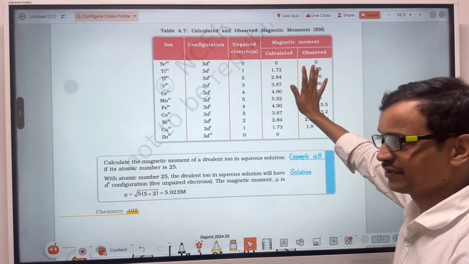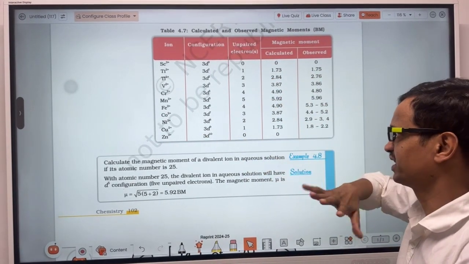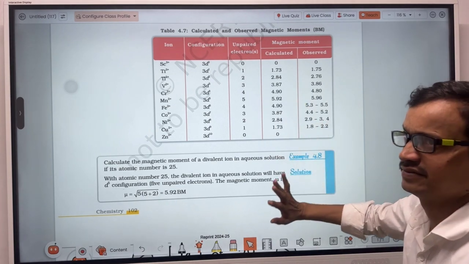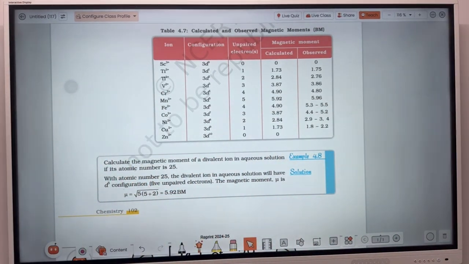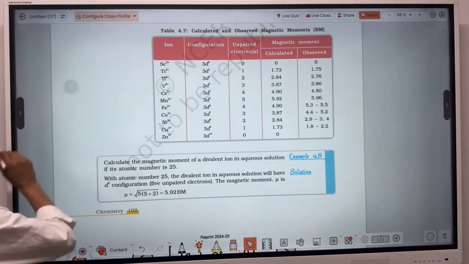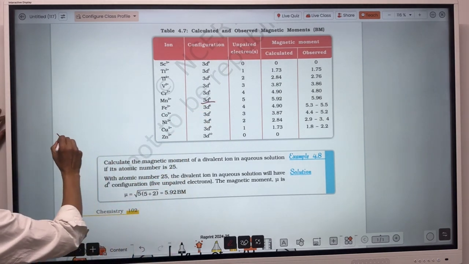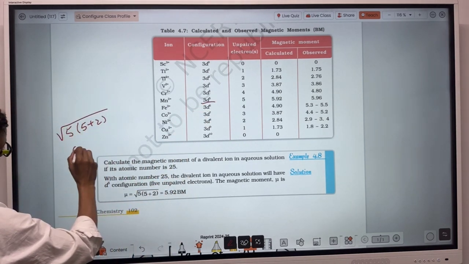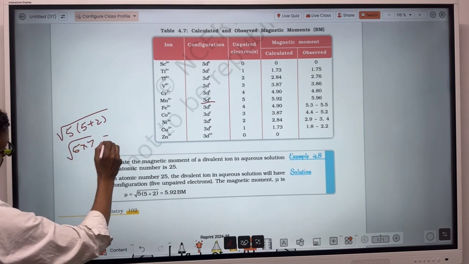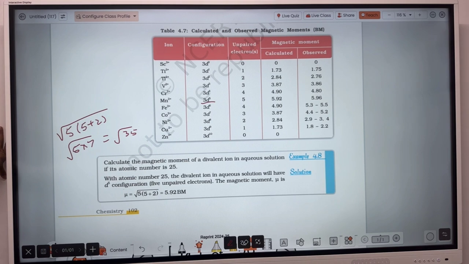In the examination, the question will not ask what is the dipole moment of, suppose, Mn2 plus. If you have to find it out, you can do it very easily from the electronic configuration. Like manganese, there are 5 unpaired electrons. So root under 5 into 5 plus 2, that is 5 into 7, 35. Root under 35, you can find out.